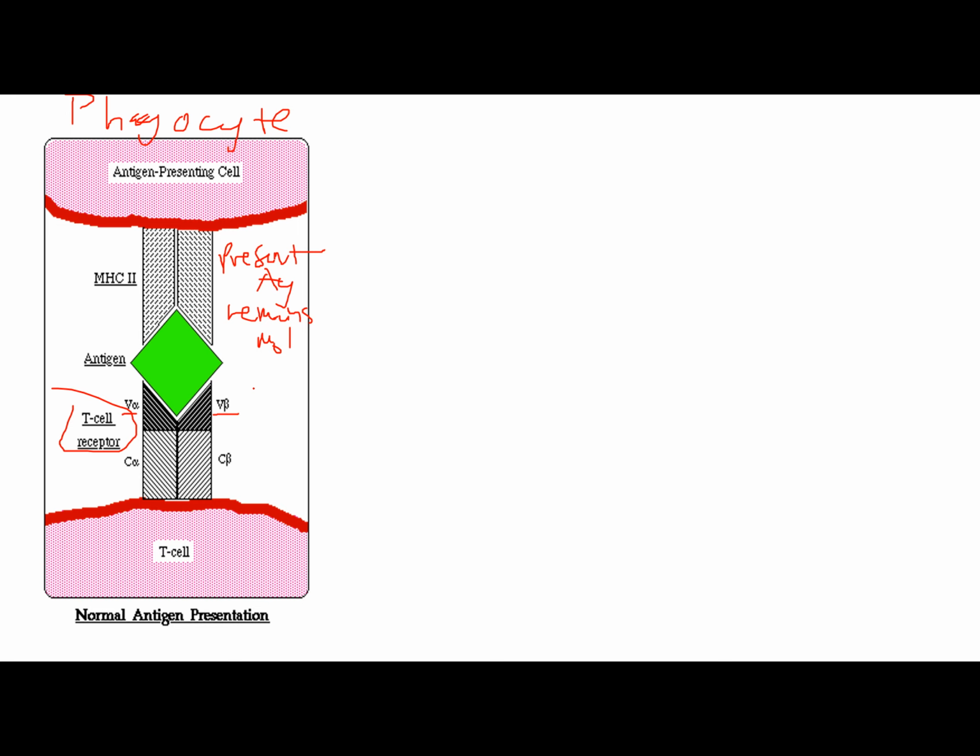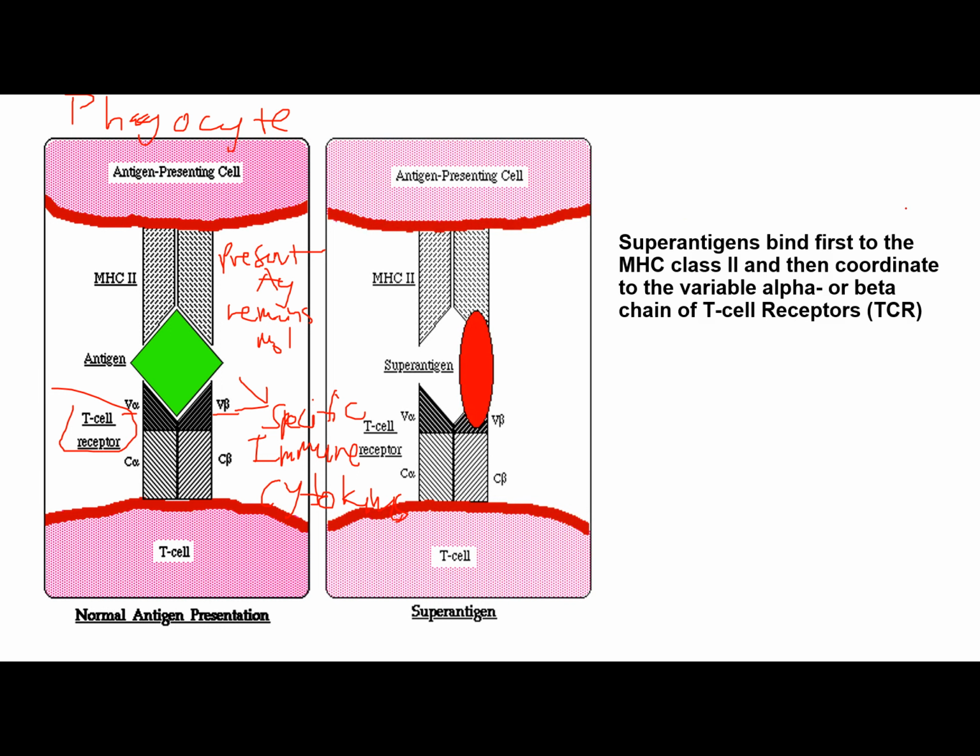Now, when it interacts with both variable alpha and beta, it would cause a specific immune response. The T cell would now identify the antigen as a specific immune response, and it would release cytokines, and it would cause the movement of your WBCs to target the antigen at the site of injury. But in the case of superantigens, they would bind first to the MHC class 2 and coordinate only to the variable beta region.